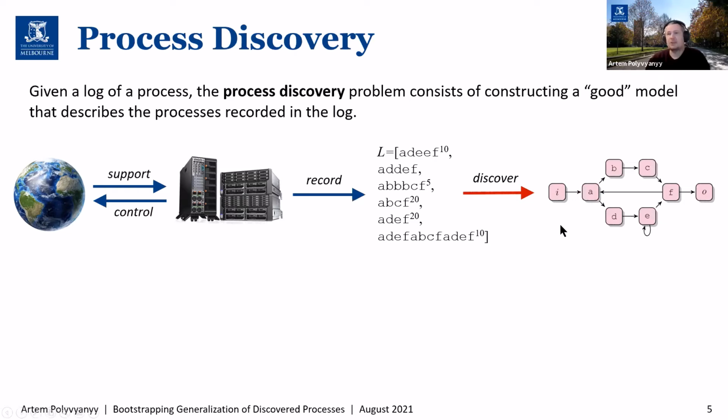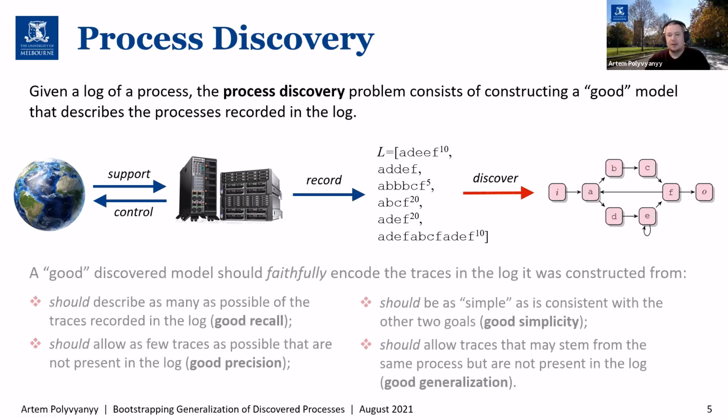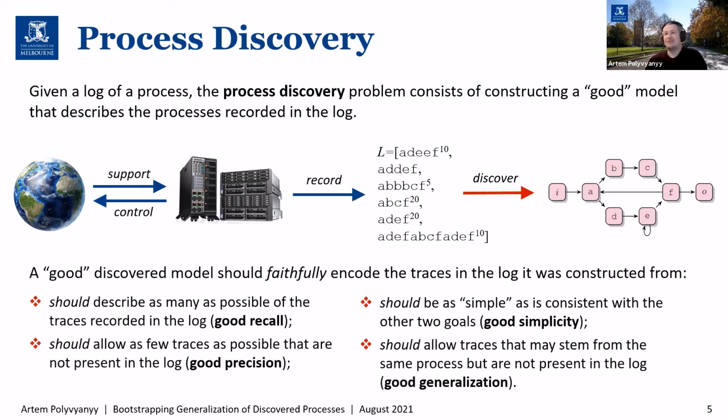Now some concepts that describe traces. Of course, the goodness of models is something to understand. What do we accept as a good model? In process mining, we have also agreed over time that there are 4 dimensions that estimate the goodness of discovered models. We say that a model should describe as many as possible of the traces recorded in the log. Then we say that the model has good recall.